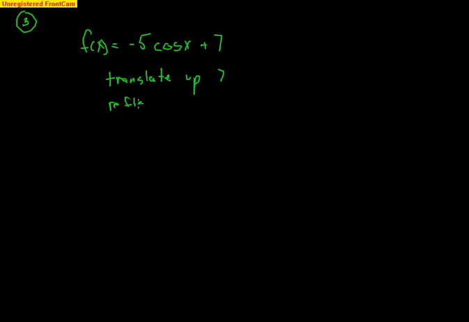Okay, let's try another one out here. Okay, this next one is going to be f of x, let's see here, negative 5 cosine of x plus 7. So notice that there's no parentheses here, so this plus 7 is on the outside. So again, hit pause if you want. The plus 7 is on the outside, so that's going to be a translate up 7. Don't forget about that negative there. That is going to be reflect across x-axis. And the 5 here is going to be an amplitude change. My amplitude is now 5.